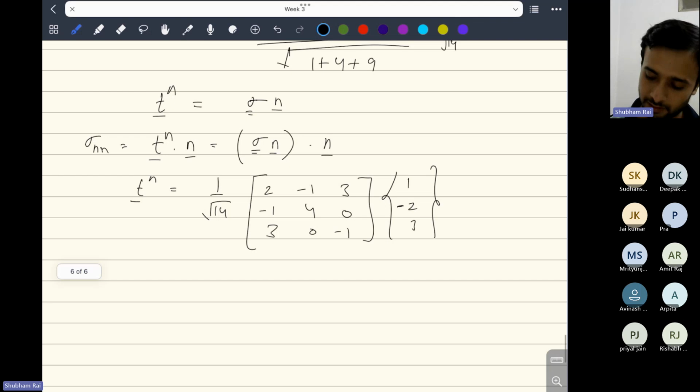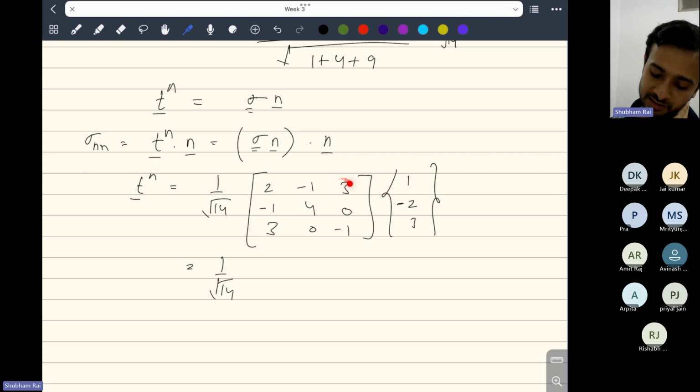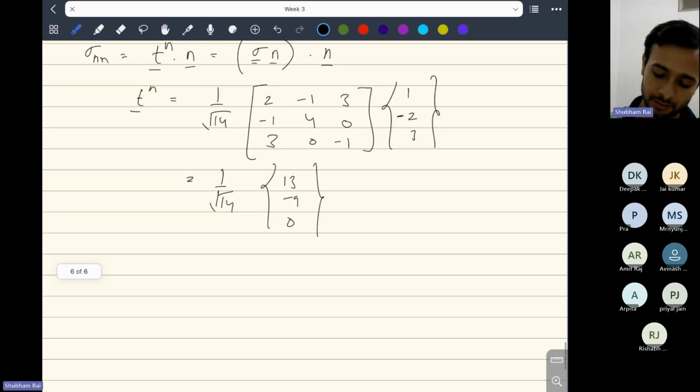So if you solve this, finally you can try to solve this. So 1 over square root of 14. If you multiply, this will be 2 times 1 will be 2, minus 1 times minus 2 will be 2, so that will be 4, and 3 plus 3 will be 9. So 9 plus 4 will be 13. So this first component will be 13. Then you can try this, then minus 1 minus 8, so that will be minus 9, right? And last one will be 3 and minus 3, so that will be 0. Here we have got this as the traction vector.